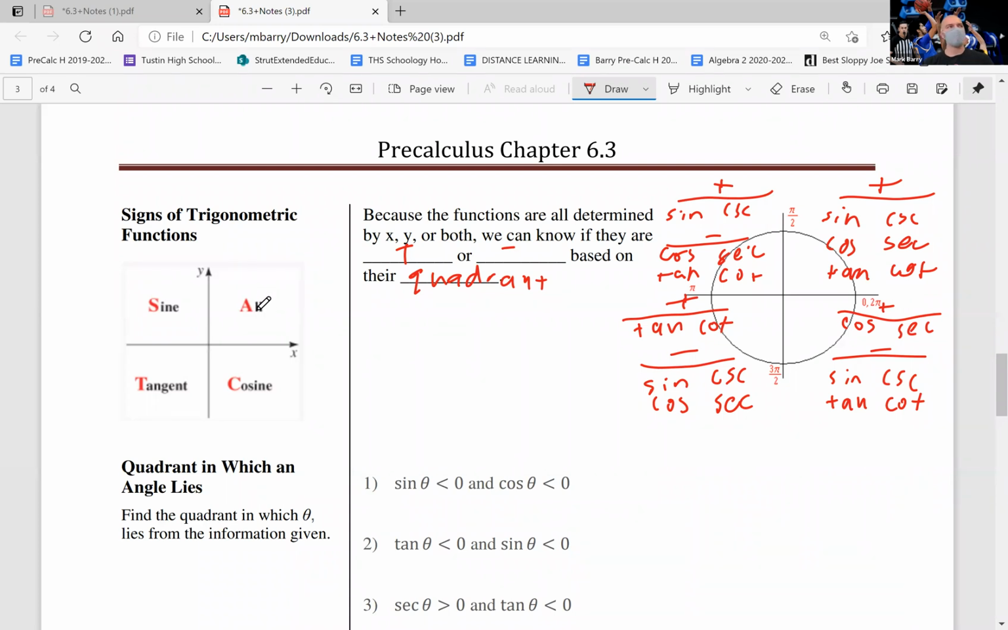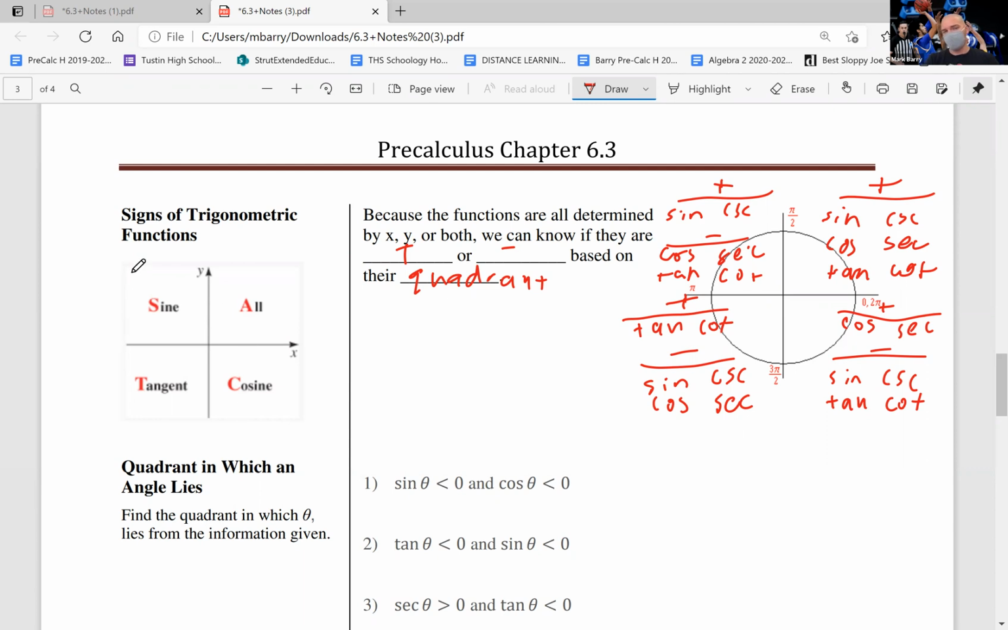So in the first quadrant, everything's positive. And by normal, I just mean sine, cosine, and tangent. In the second quadrant, sine is positive, which means everything else is negative. In the third quadrant, tan is positive, which means the other two are negative. And then in the fourth quadrant, cosine is positive, which means the other two are negative, okay?